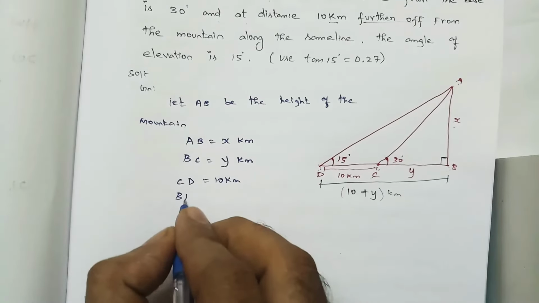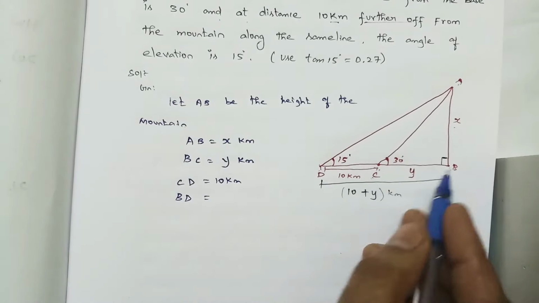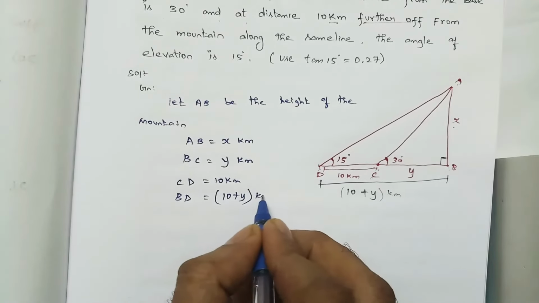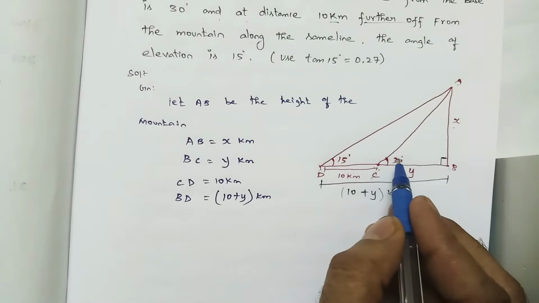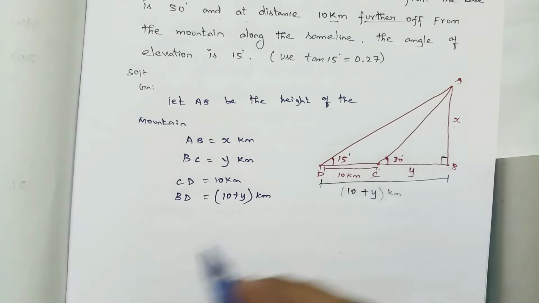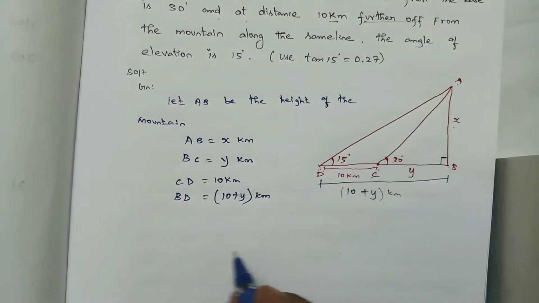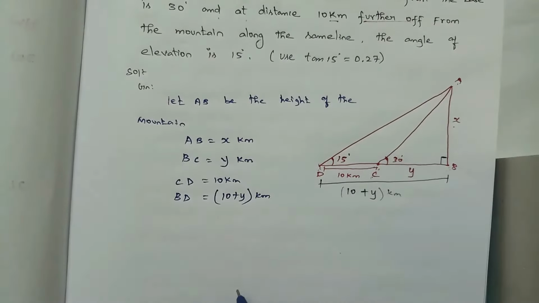So what is the length of BD? The distance between point B and D is nothing but 10 plus Y kilometer, right? And one angle is 30 degrees, another one is 15 degrees. While we are using two right angle triangles, we can substitute and simplify, and we will get it, right? So now we have two right angle triangles.